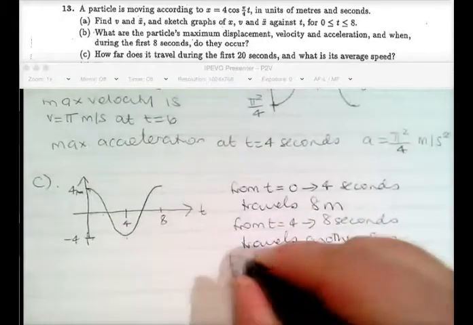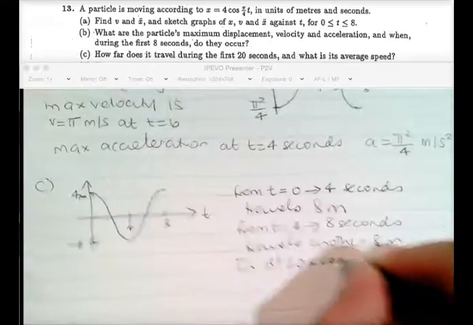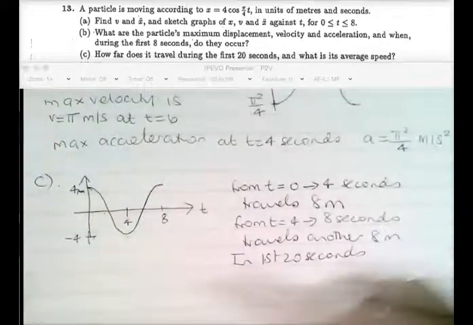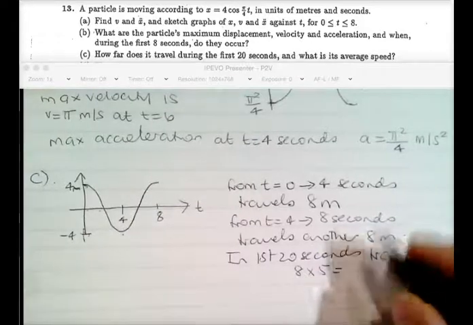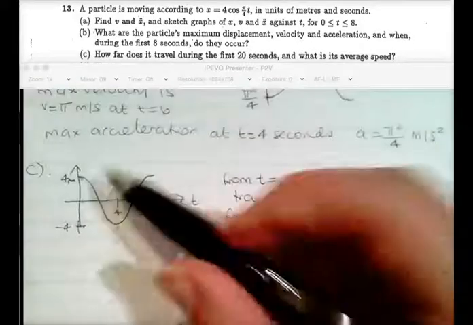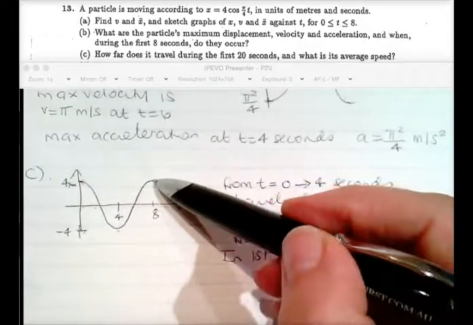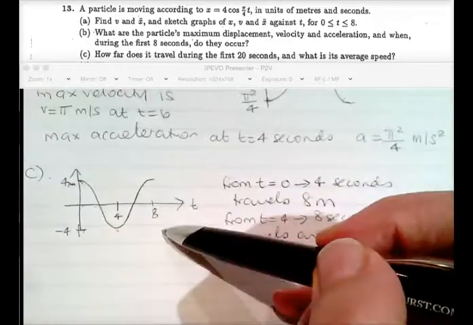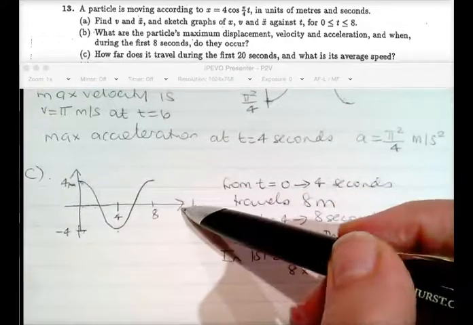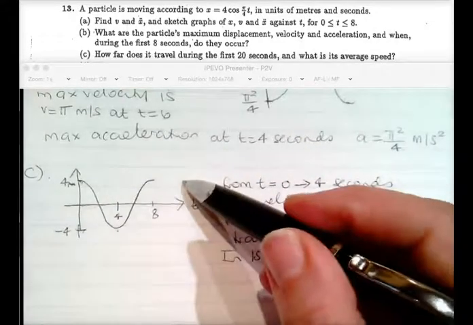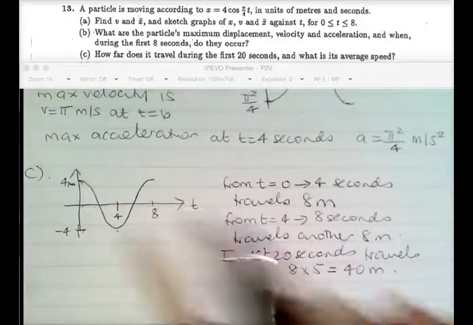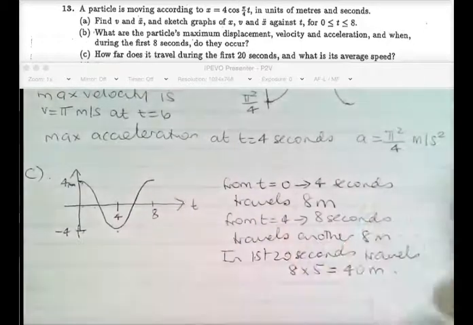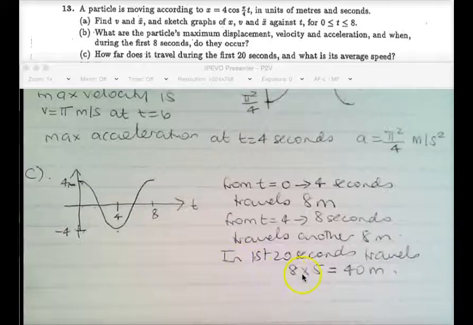So therefore, in the first 20 seconds, it travels 8 times 5, or 5 lots of 8, which is 40 meters, because it goes 8, another 8, and now we're up to 16, and back down for another 8, for those remaining seconds, because we've got 4 seconds, 8 seconds, 12, 16, 20 seconds, 5 lots of 8 meters.